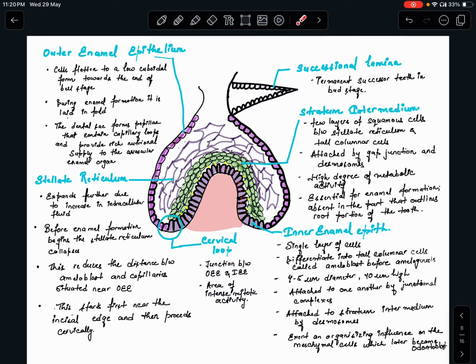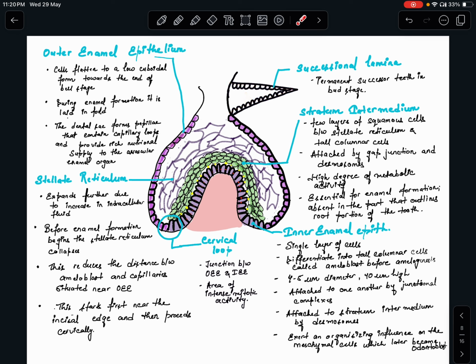So starting with what's new, we had this kind of structure up till cap stage as well. What is this? This is successional lamina, and this is new in the early bell stage. So what does it represent? It represents the bud stage of the permanent successor of the teeth.